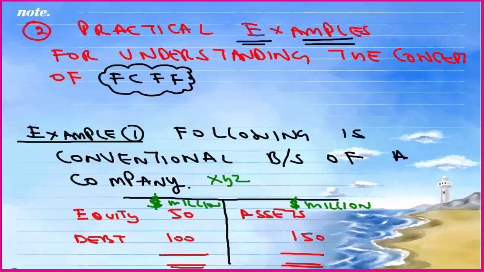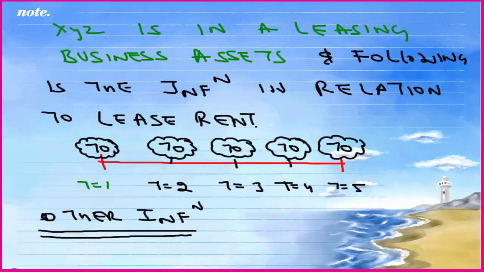Firstly, they have taken the money from equity 50 million and from debt 100 million, and the total assets are 150 million. These assets are being given on lease and rental income is being realized. You getting my point? So please write down example number 1. Following is the conventional balance sheet of a company XYZ, with equity and debt on the liability side, and assets 150 on the asset side.